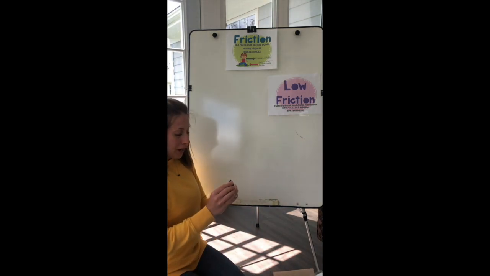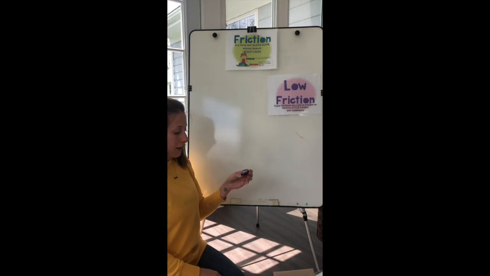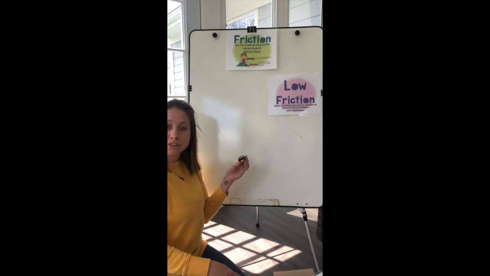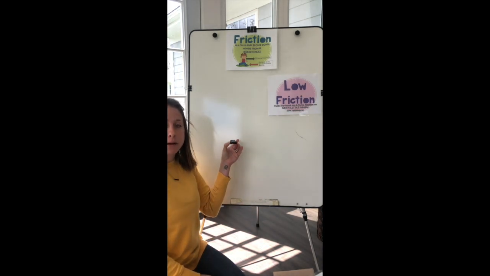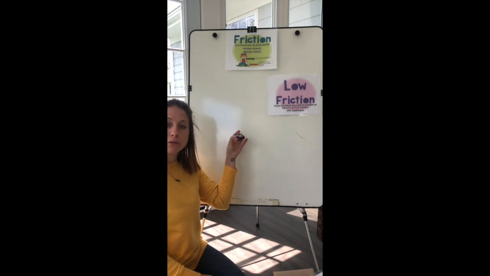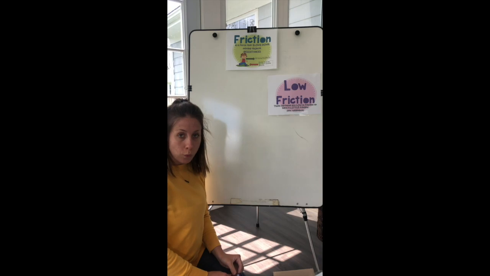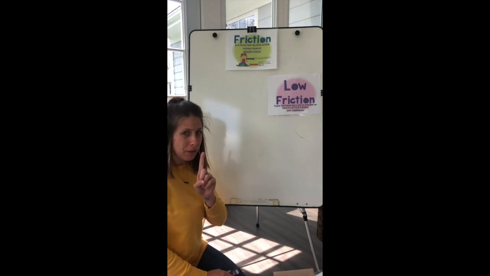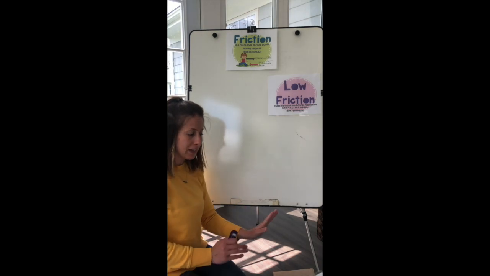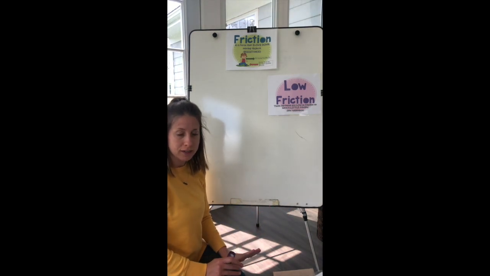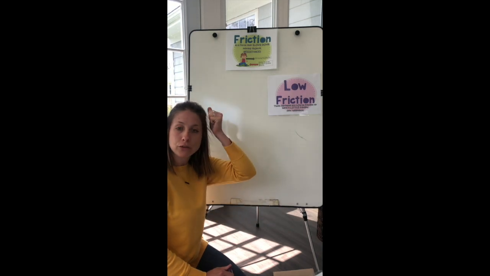And the objective here is to find out which of those 4 surfaces is going to have the least amount of friction with this toy car. So if we roll this toy car down each of those 4 surfaces, which one of them has the least amount of friction? So I want you to stop and think about that first. Before you can even decide which surface has the least amount of friction, you have to remember what least amount of friction means. Low friction, right?